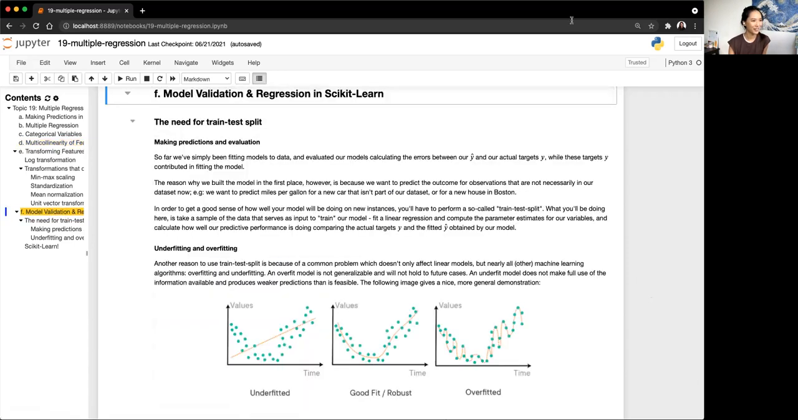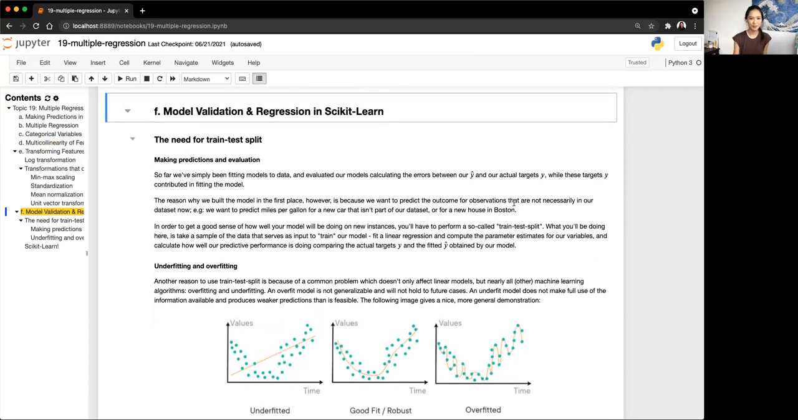All right, we're a little bit low on time. Hopefully you'll finish this. But the last thing I want to talk about today is model validation and regression in Scikit-Learn. And we're going to talk about this idea of train test split.